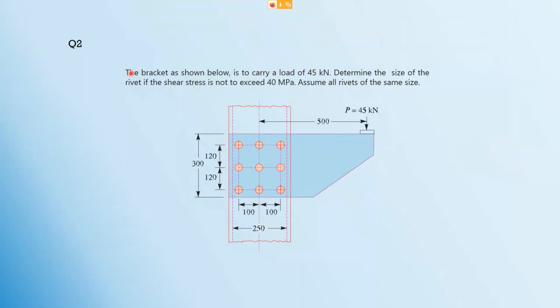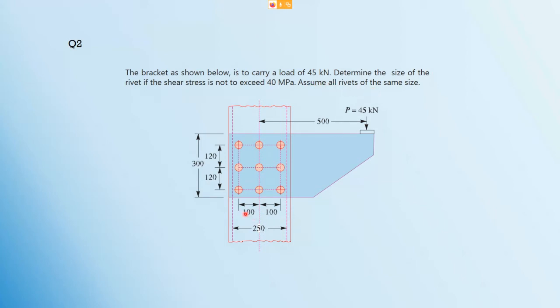Now, the bracket as shown below is to carry a load of 45 kilonewton. Determine the size of the rivet if the shear stress is not to exceed 40 megapascal. Assume all rivets of the same size.